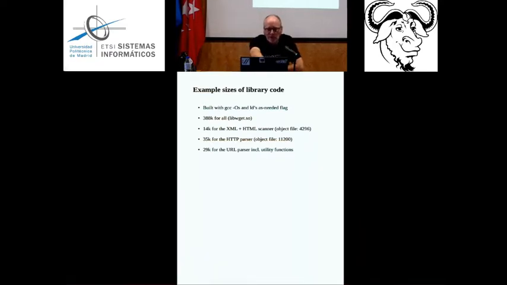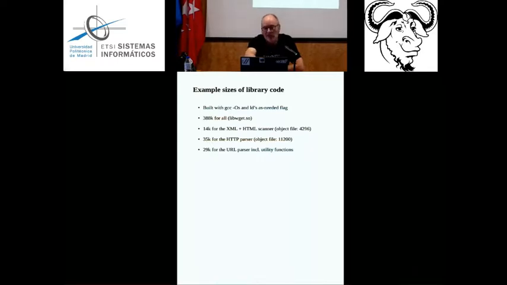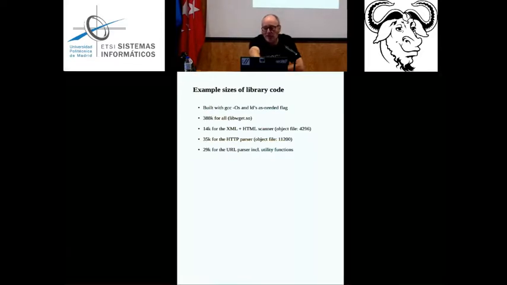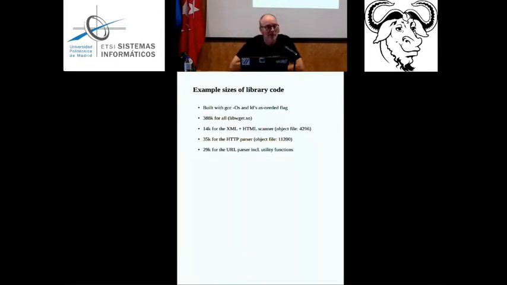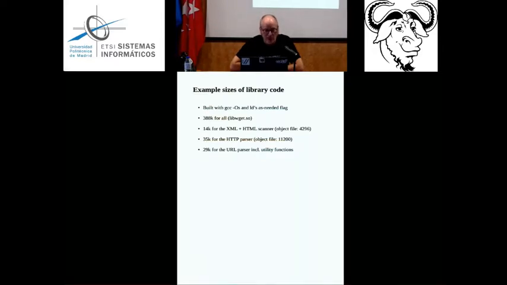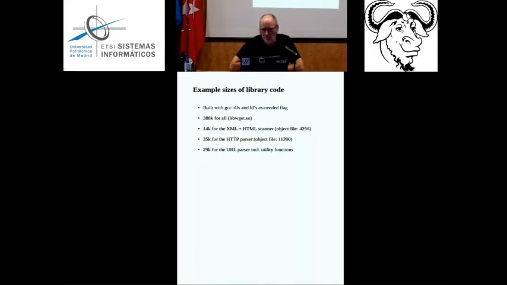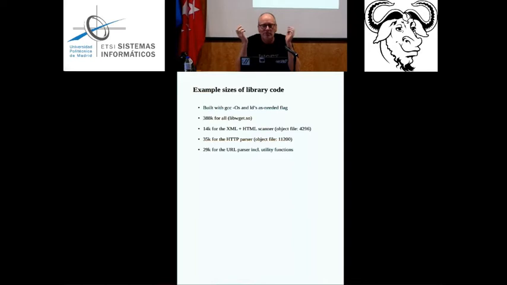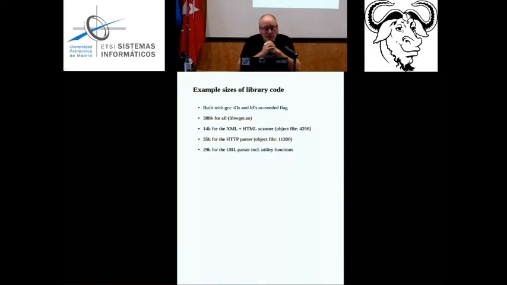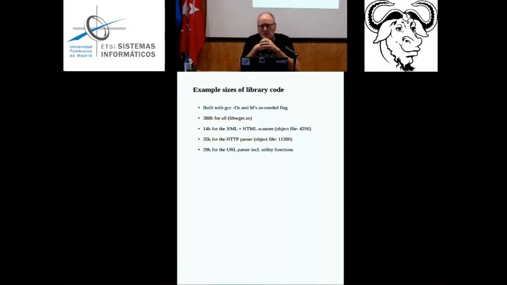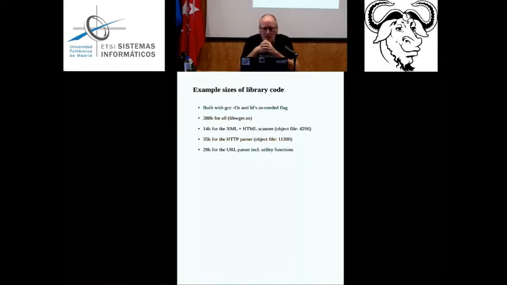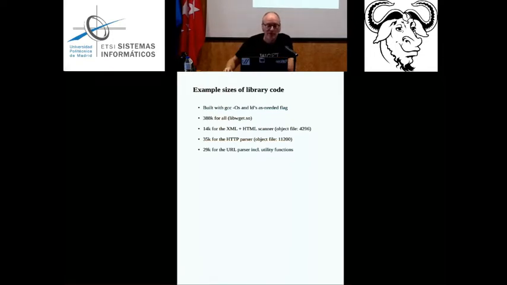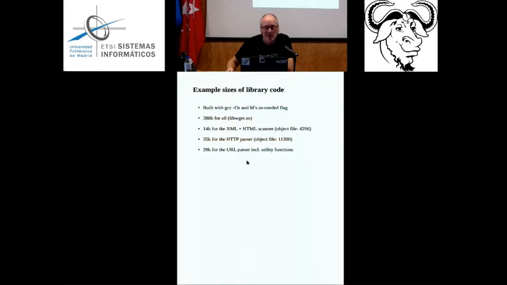Just for an example, the SO file, so the dynamic library for the XML and HTML scanner, is just 40K long. The object file size is just 4.2K. So it's really small and it's well tested. It just works. So whenever you want to have small executables on embedded devices or anywhere. The HTTP parser is another example. It's a little bit larger, and the URL parser, including utility functions, is also even bigger than the XML and HTML scanner.